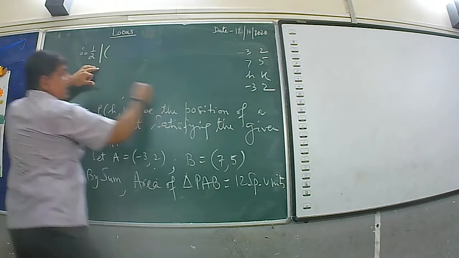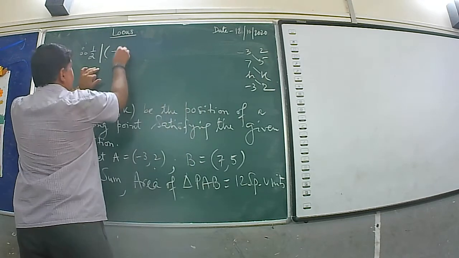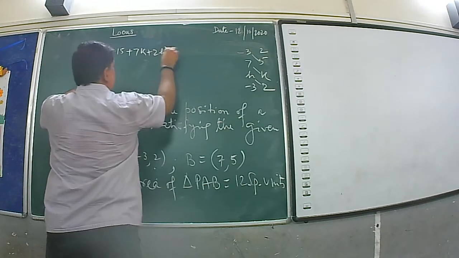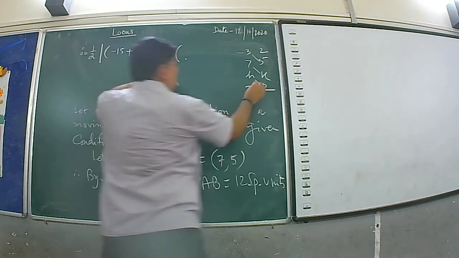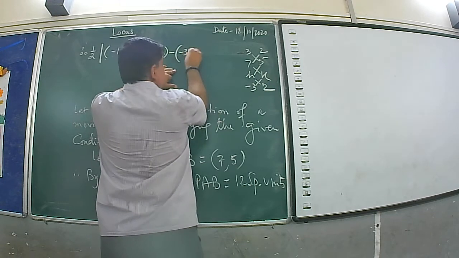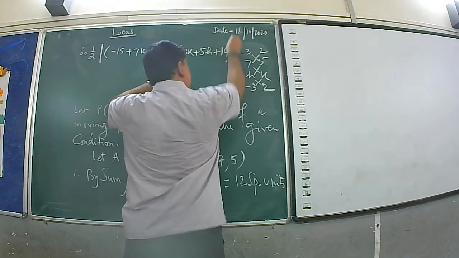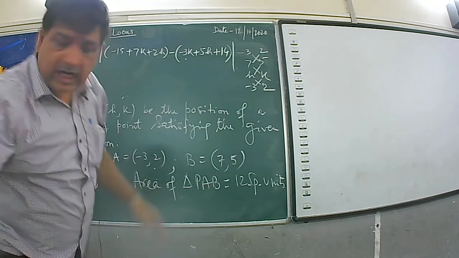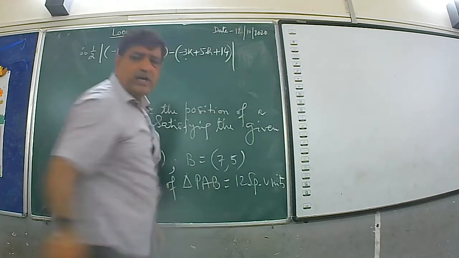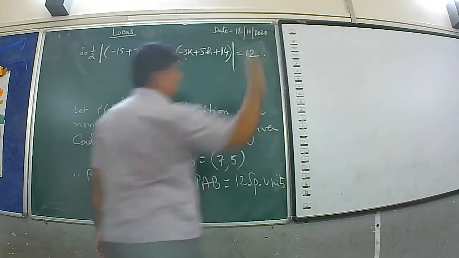In the first bracket we have to multiply these things. So minus 15 plus 7k plus 2h. Minus, in the second bracket you have to multiply this. So what happens? Minus 3k plus 5h and plus 14. Bracket closed, modulus closed. Now after doing this, we have to equate this area. This is equal to 12 square units.